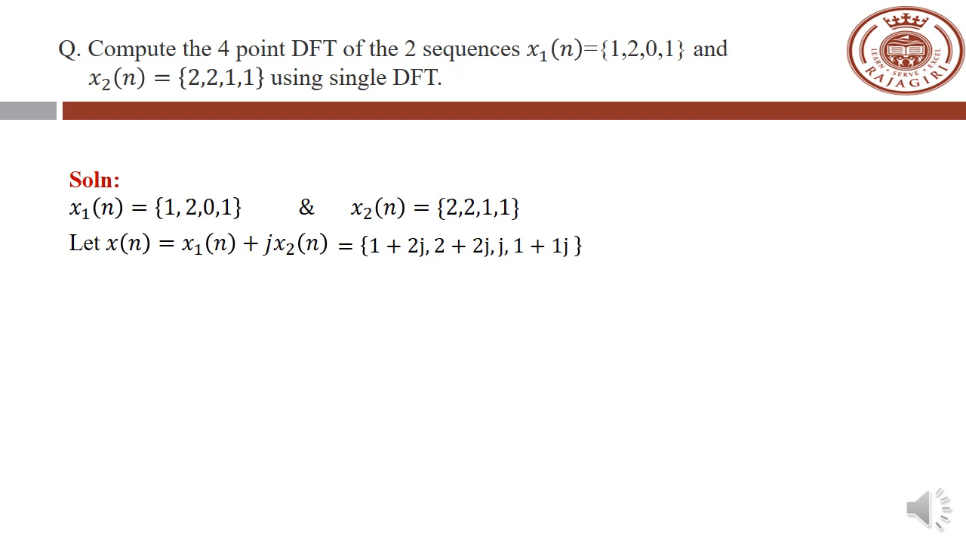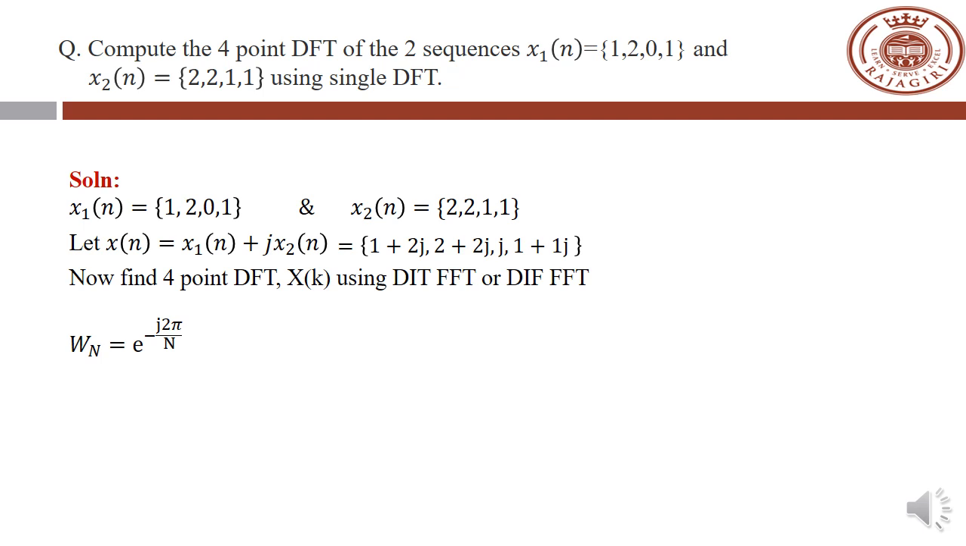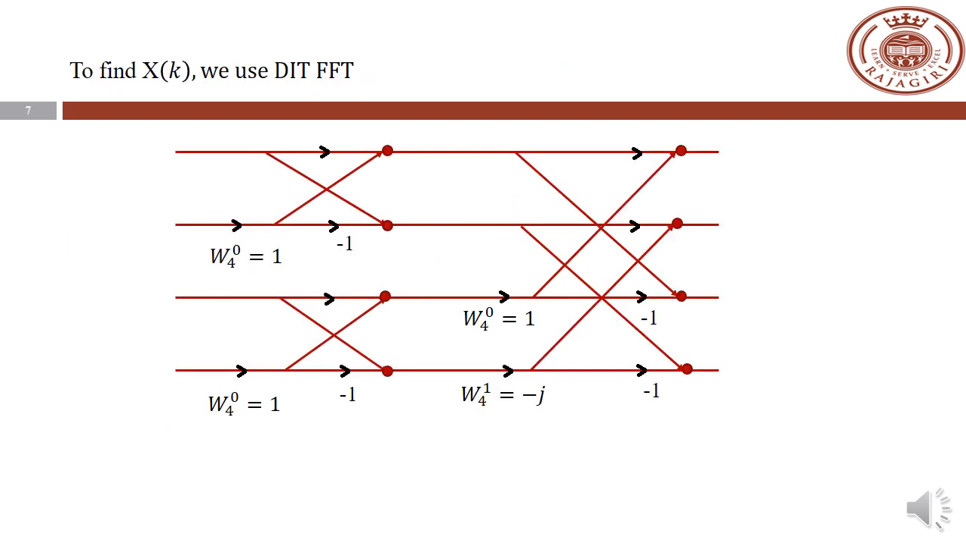The 4-point DFT can be found out either by using decimation in time or decimation in frequency FFT algorithm. In order to compute the 4-point DFT, we require the twiddle factors given by W_N. Since we are finding the 4-point DFT using FFT, we need to find out W4 raised to 0 as well as W4 raised to 1. We are going to use the DIT FFT to find X of k.